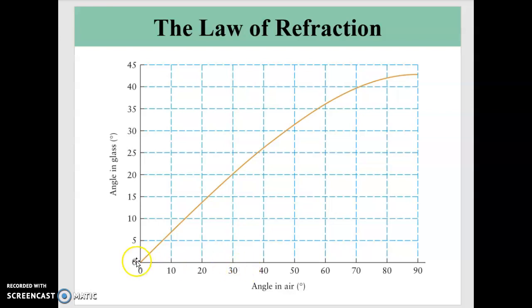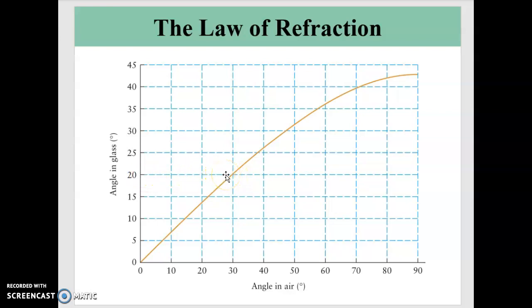So what I do is this chart, this yellow line, is derived from Snell's Law for these two media. And what I do is I say, okay, if my incident beam is 30 degrees, at what angle is it going to be refracted? So I look at 30 and go up until it hits the yellow line, and I see that that happens at 20 degrees.